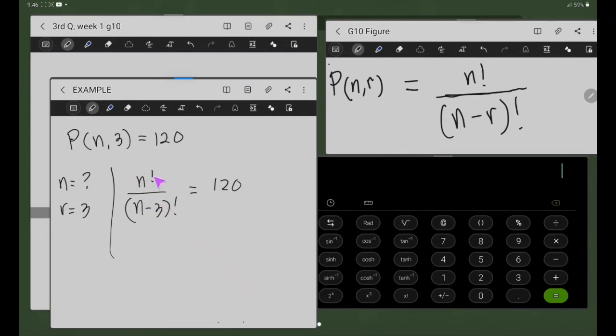So ito, simplify natin ito. So meron tayong n factorial is equal to n times n minus 1 times n minus 2 times n minus 3 factorial, over n minus 3 factorial is equal to 120.